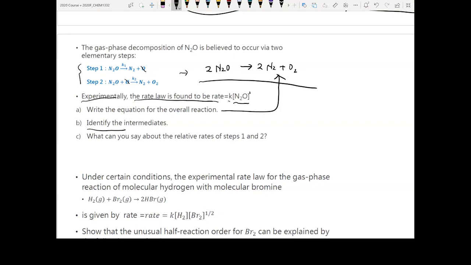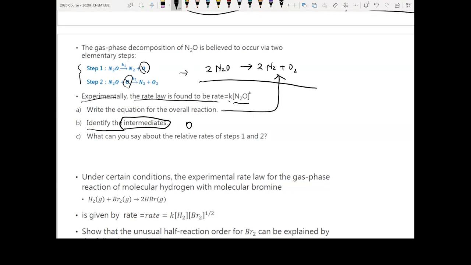Identify the intermediates. So what is the intermediate? It's the thing that cancels out, right? So you know the intermediate is just O. The next question is, what can you say about the relative rates of step 1 and step 2?